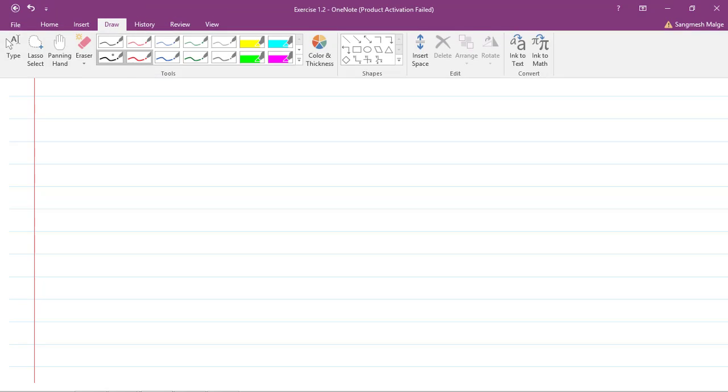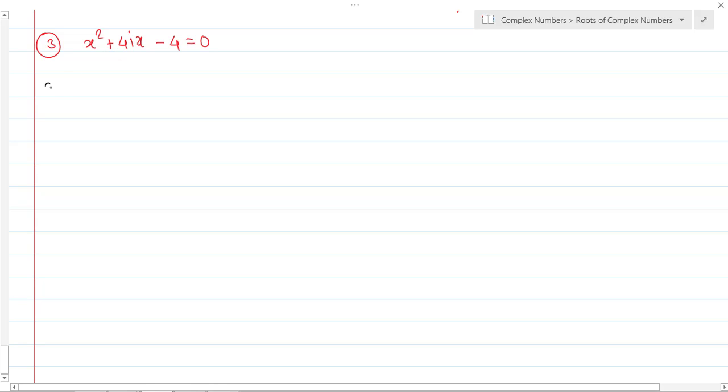So the third question is like this. x square plus 4ix minus 4 equals 0. Okay, let's solve this quadratic equation again. Here a is equal to 1, b is equal to 4i, and c is equal to minus 4.